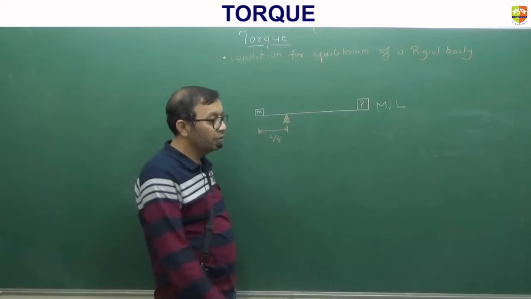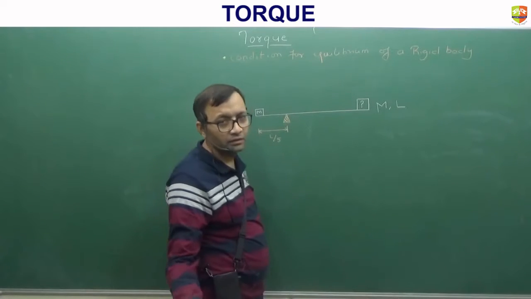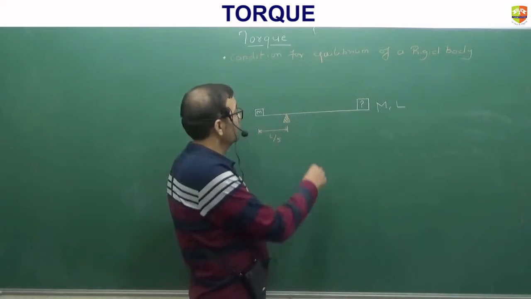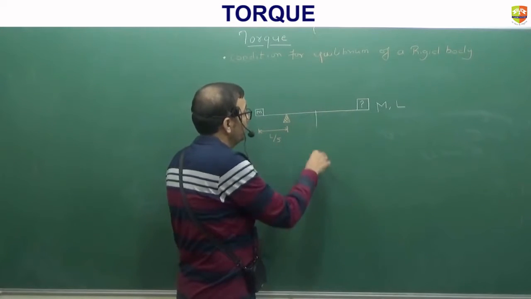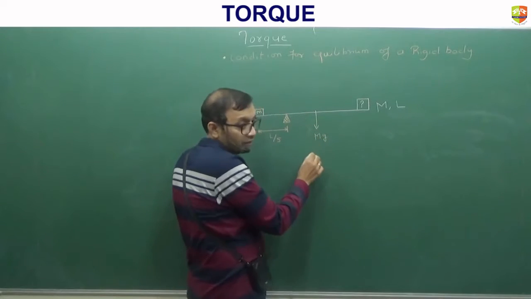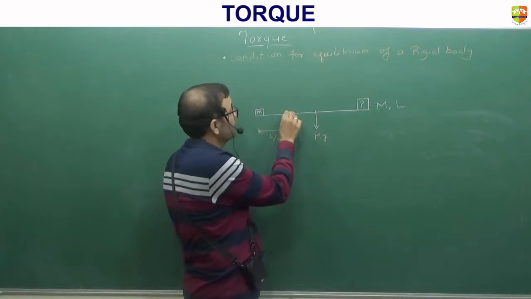So is it M by? Nobody is getting 2M by 8? All of you getting that? So when you draw a free body diagram, you need to also draw the capital Mg force from where? L by 2 distance.